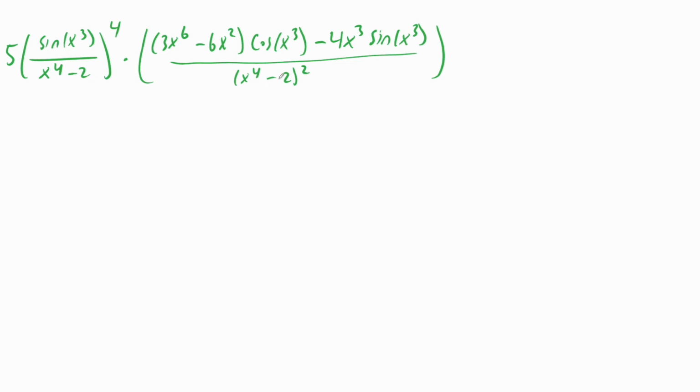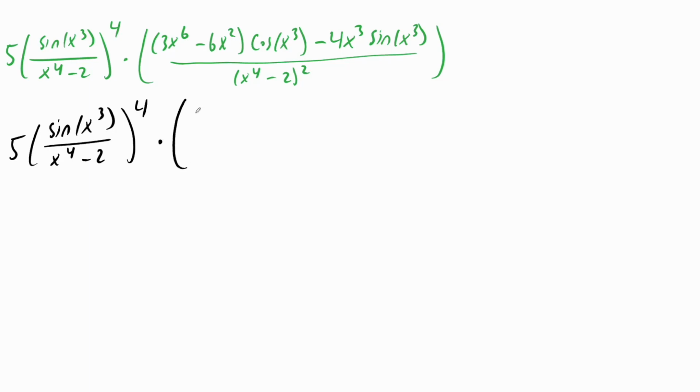And for many people, this form right here is sufficient, but maybe you used a calculator and you didn't get this answer, you got something else. We can continue and further expand this. So next, we could take out a 3x squared for this piece. So this piece is still going to remain the same. We'll get 5 parentheses sine(x raised to 3), close it, divided by x raised to 4 minus 2, close it, raised to 4.